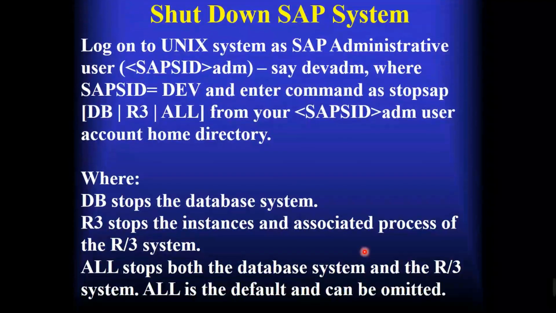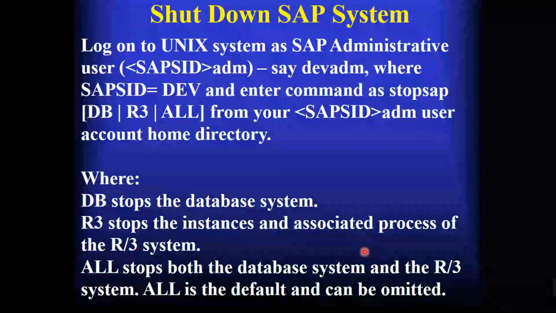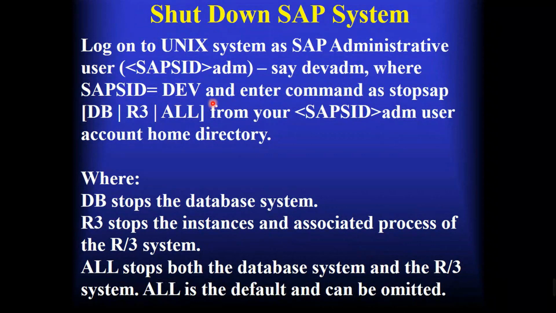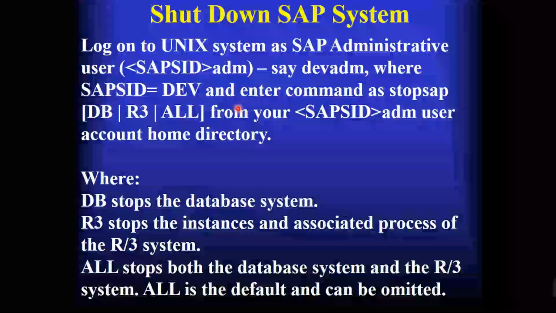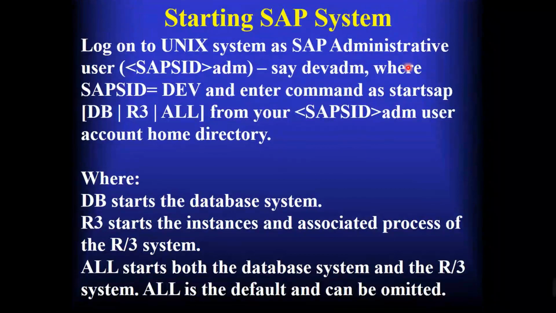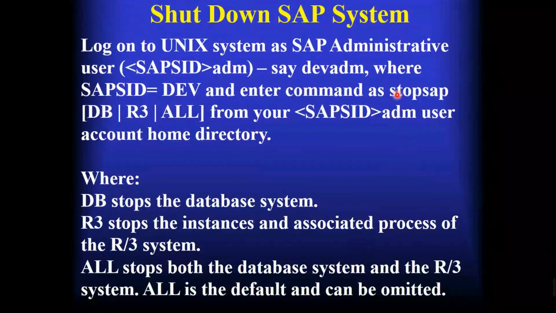Next, shutting down the system. If we shut down the system, we have to do the same thing backwards. That means for a Unix system we again log in as SAP SID adm, say DEVADM, where SAP SID equals DEV, and enter the command to stop SAP. Earlier it was start SAP; this one is stop SAP, and then the same DB, R3, all, whatever our requirement is. So these are the same statements.